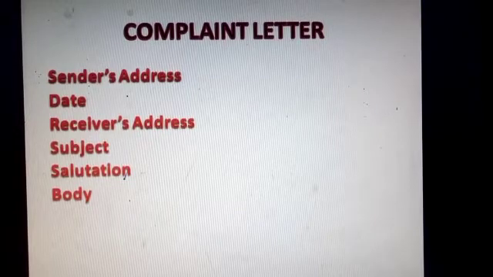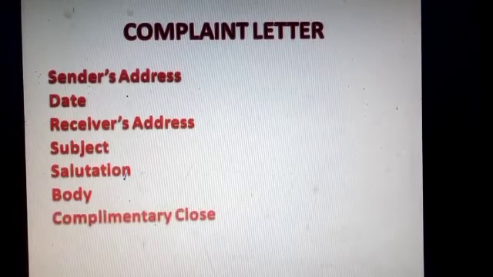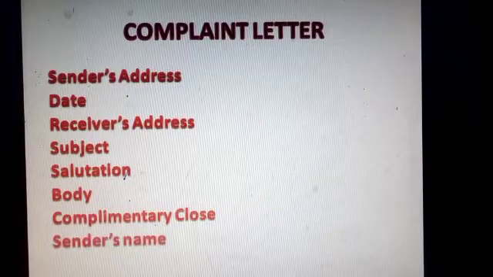And next is the complimentary clause. The complimentary clause is at the end of the letter. We write a complimentary clause using the words yours faithfully or yours sincerely. And next thing is the sender's name, that is, the person who is going to write this letter. His name and his designation, if any.